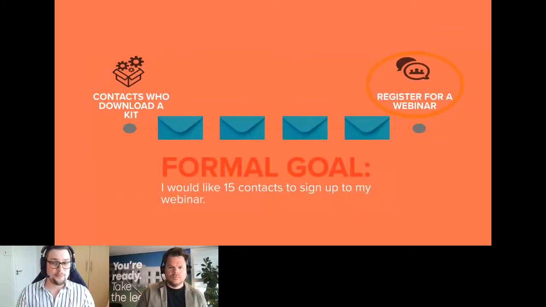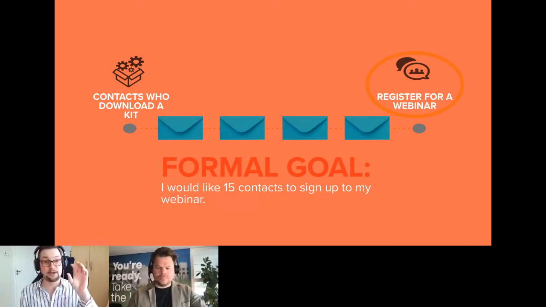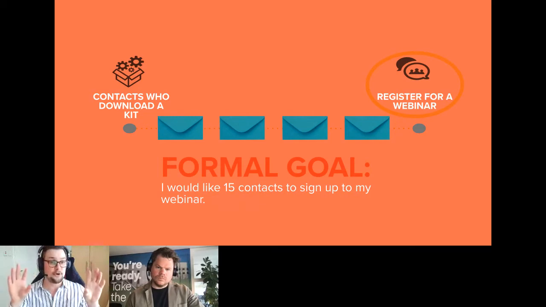So to make it a little bit more concrete, someone's downloaded a kit, an ebook, a content offer, a worksheet. It doesn't really matter what you're offering. Someone has in some way engaged with you, and you want to make sure that they go from the very first step to a kind of follow-up activity. In this case, we're looking at people who've downloaded a certain kit, and we want to make sure to get them to the goal of registering for a webinar. A formal goal that you could tie to this is, I would like 15 contacts to sign up to my webinar. This is concrete. You can absolutely look back on this and say, well, this has failed or this has been a success.